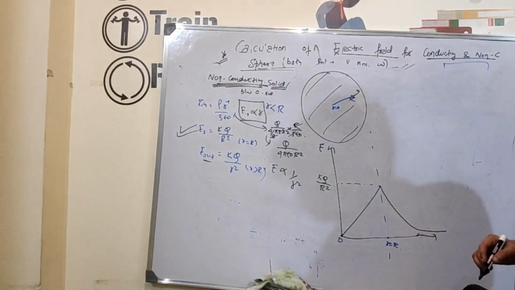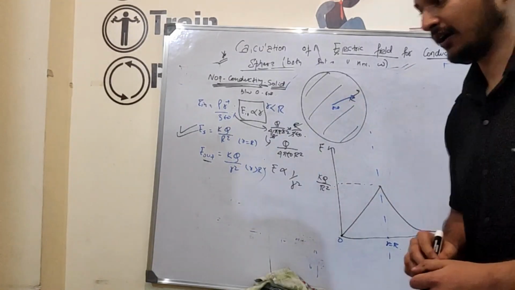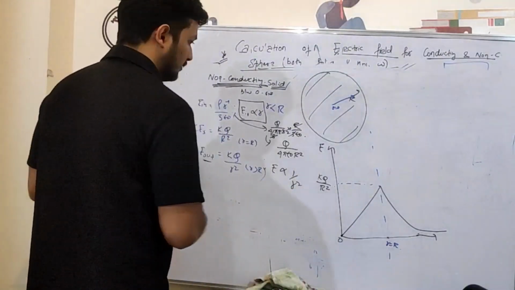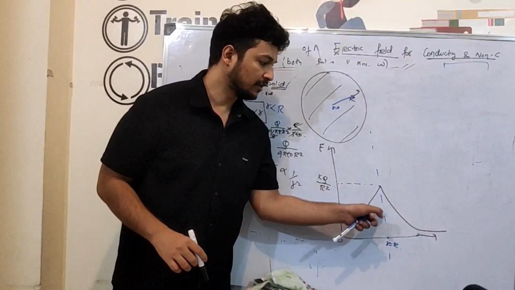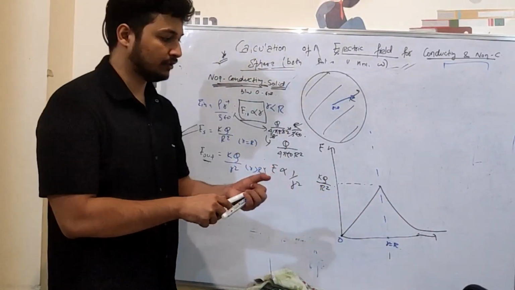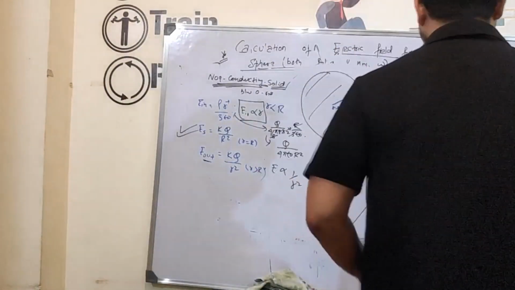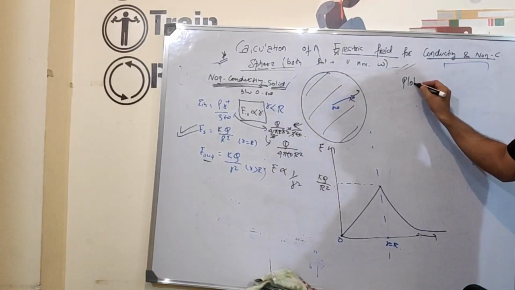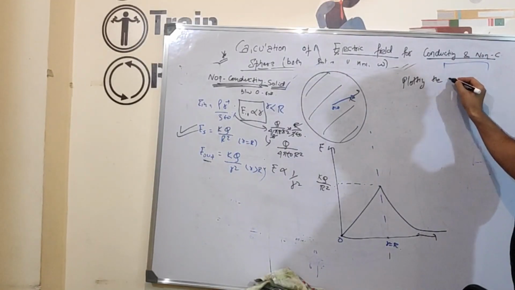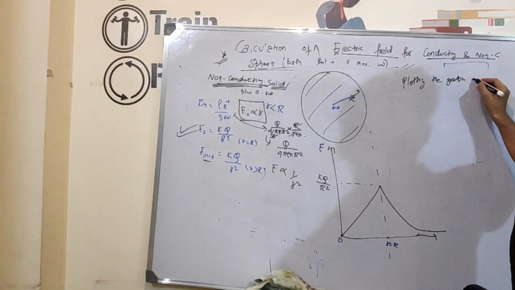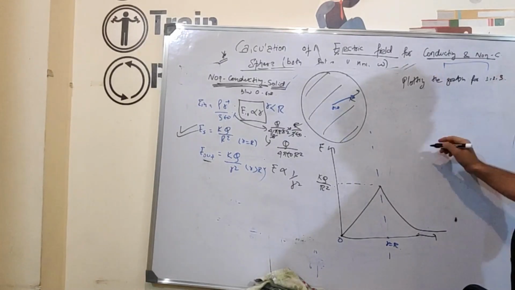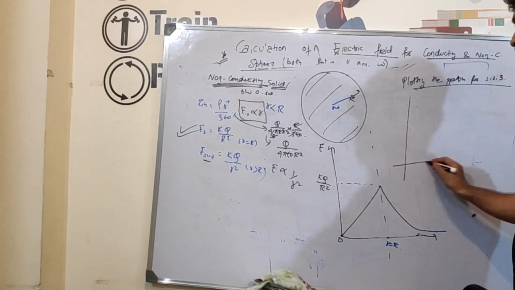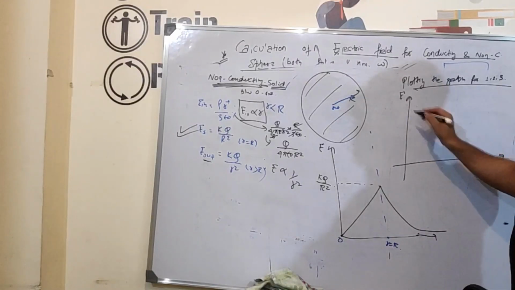So to summarize all this, I am just going to point it out. Key this part, that is on the surface and outside, is the same. If you don't remember it, I'm just plotting the graph for all three, for 1, 2 and 3. The graph was something like this. This was the electric field, this was the radius.